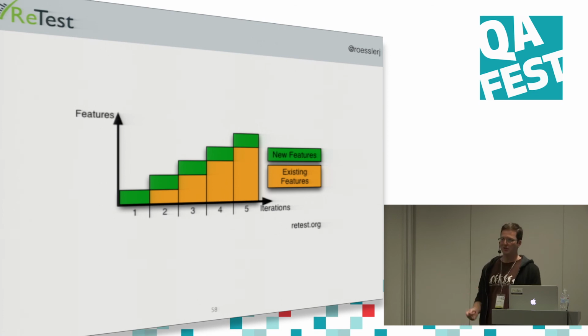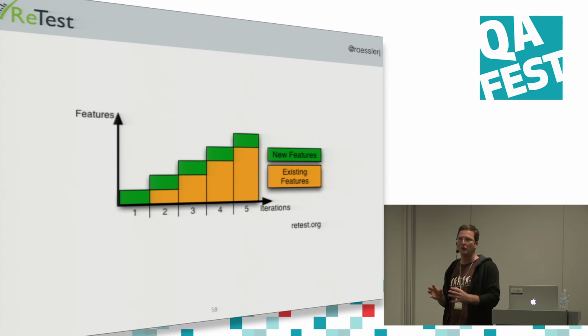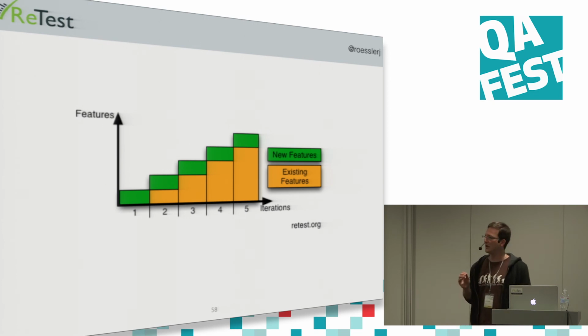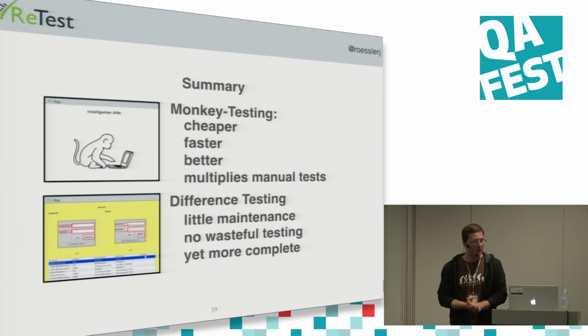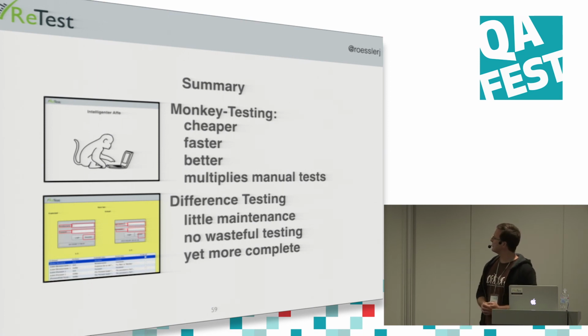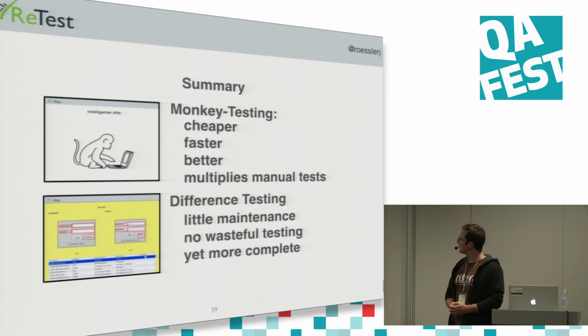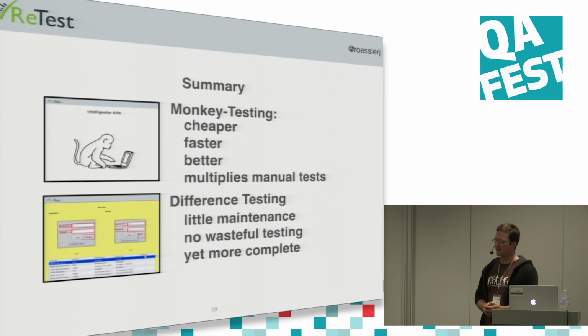So you have to use test automation in order to make sure that you can do your best and test the new features manually as thoroughly as possible, and give the rest to the AI and have a regression testing suite generated for you. So, in summary, I think monkey testing is a good thing. It does it cheaper, faster, better, and it multiplies manual tests. And what we call difference testing gives little maintenance, no wasteful testing, and yet with a whitelisting approach, tests are more complete.